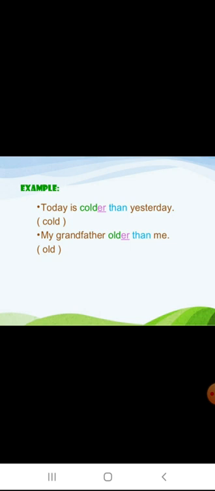In the comparative degree, we can find the word than. Today is colder than yesterday. We are comparing the climate of today and yesterday. My grandfather is older than me. We are comparing the grandfather and me. So old changes into older. Then we will use than also.